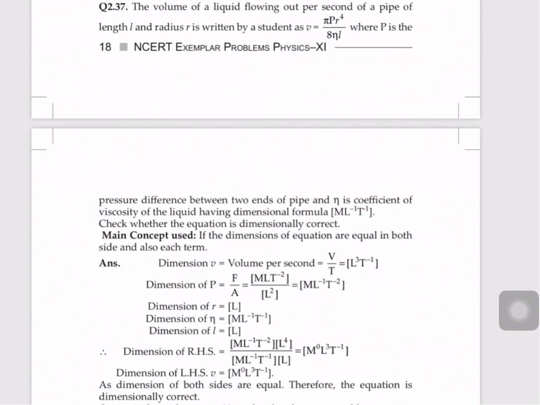And the volume of liquid flowing out per second of a pipe of length L and radius R is written by a student as V equal to pi P R power 4 by 8 eta L, where P is the pressure difference between the two ends of the pipe and eta is the coefficient of viscosity of the liquid, having dimensional formula M L power minus 1 T power minus 1. Check whether the relation is dimensionally correct. You can check and then you can tell it.